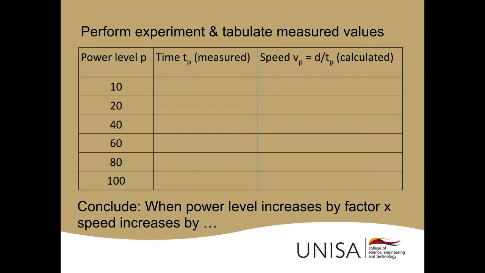And then you need to come up with a conclusion. We already knew at the beginning that the higher the power level, the faster the robot. But now we wanted to know how much faster. So if I increase my power by a factor of 2, does that mean my speed also increases by a factor of 2? If I increase my power by a factor of 10, so I compare power 10 with power 100, does it mean my speed increases by a factor of 10? So you could graph your speed over your power level and come up with a conclusion there.